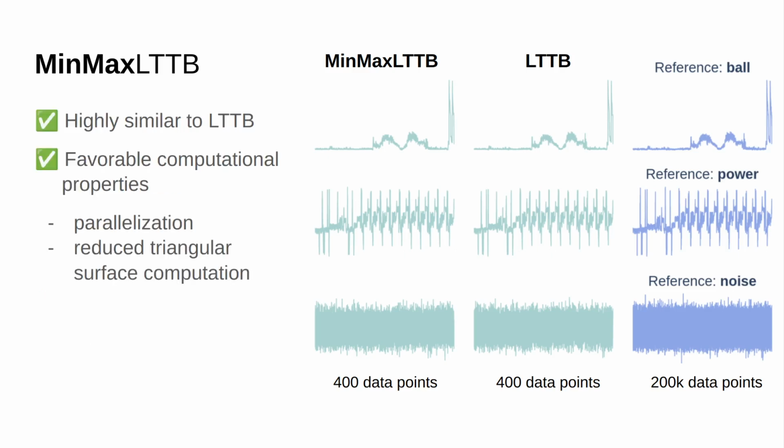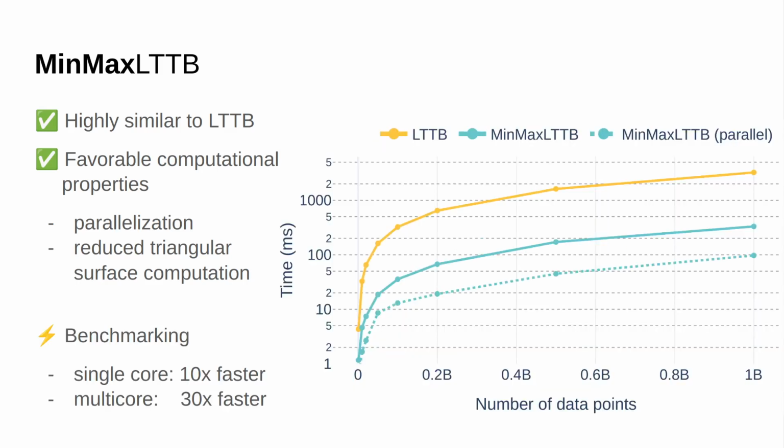Analyzing the visual representativeness of MinMax-LTTB, we observe that it is highly similar to LTTB. In the first two rows, we notice no clear difference between MinMax-LTTB and LTTB, and in the last row, which represents the noisy data, we remark that MinMax-LTTB tends to even slightly better approximate the reference than LTTB. This can be attributed to the fact that MinMax-LTTB only considers extrema when applying its second step, whereas the vanilla LTTB algorithm considers all data points.